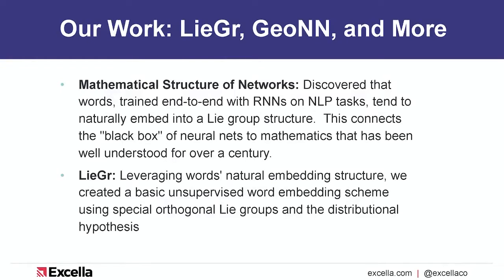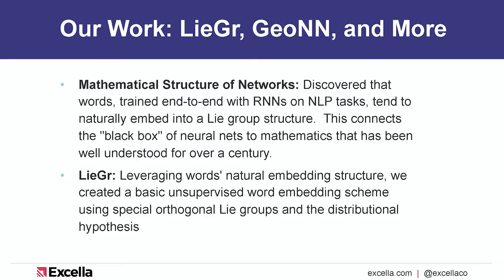So we put out a few papers recently. One is on the mathematical structure of neural networks. We did a lot of research around basically embeddings, which I'll get into, and something called Lie groups, which is a way we can represent things in mathematical space. And from that came an algorithm we developed called Liger.